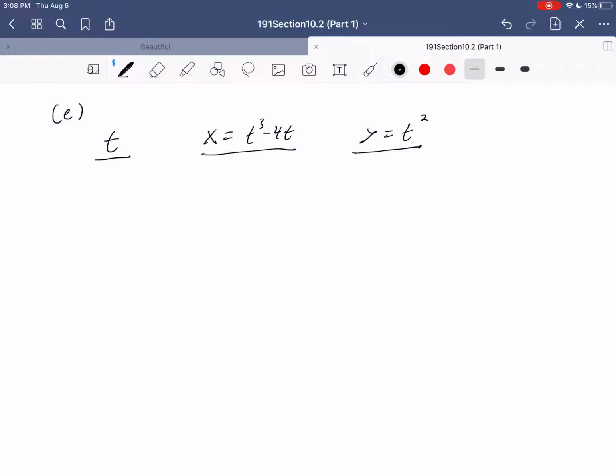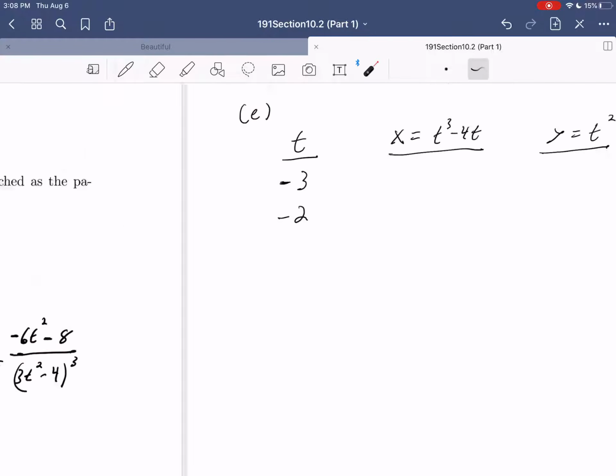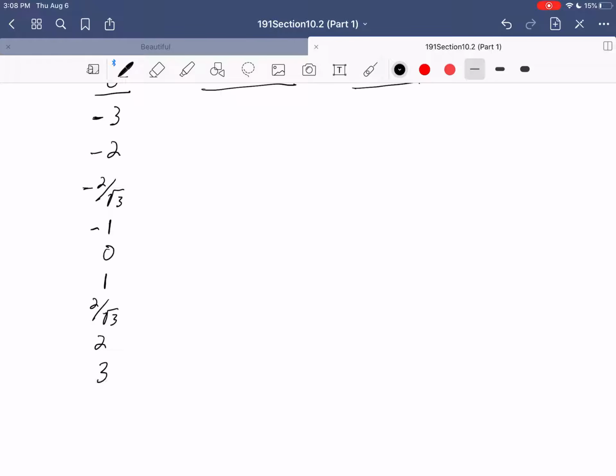Last time we picked out the main ones. This time, why don't we just go in order? So it looks like we should probably do -3, -2, and this right here, 2 over root 3. Root 3 is roughly 1.7, so 2 divided by 1.7 is going to be just a little bit above 1. So the next one would be -2 over root 3. Then -1, then 0, then 1, then 2 over root 3, 2, and 3. So I'm using all the integer values as well as those two important moments there.